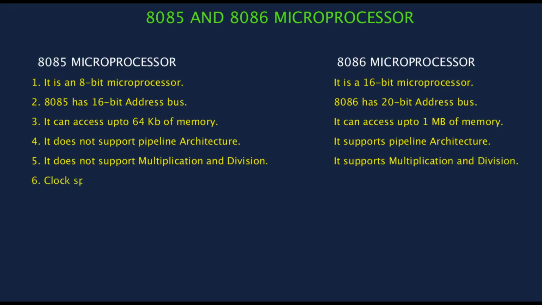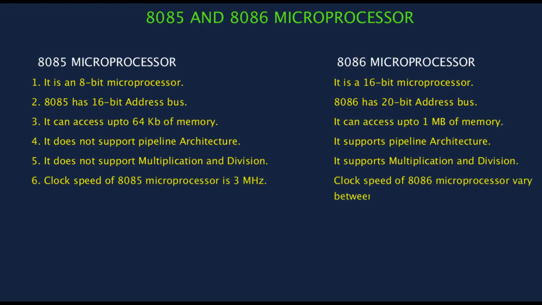Clock speed of 8085 microprocessor is 3 MHz, while clock speed of 8086 microprocessor varies between 5, 8 and 10 MHz. 8085 has 5 flags, while 8086 has 9 flags.